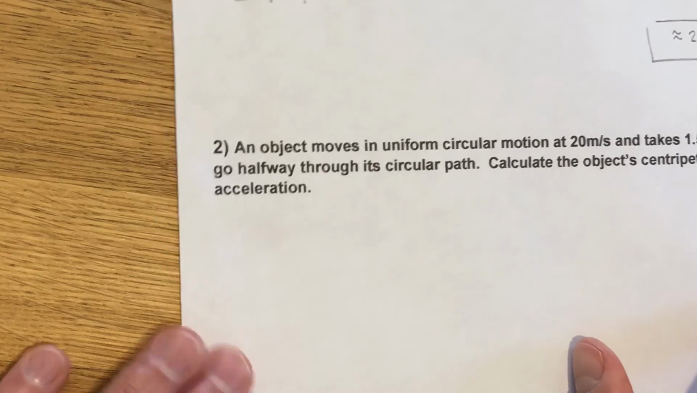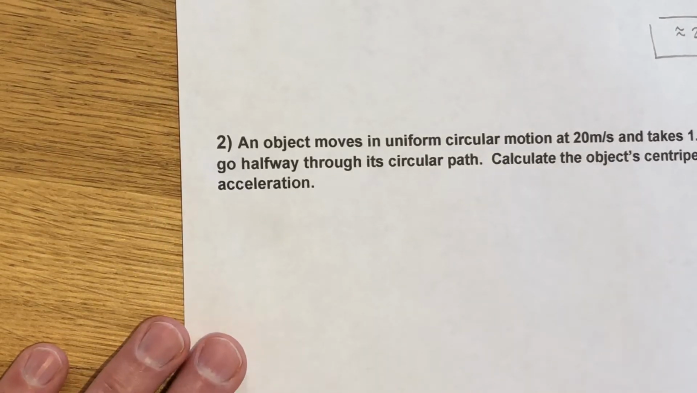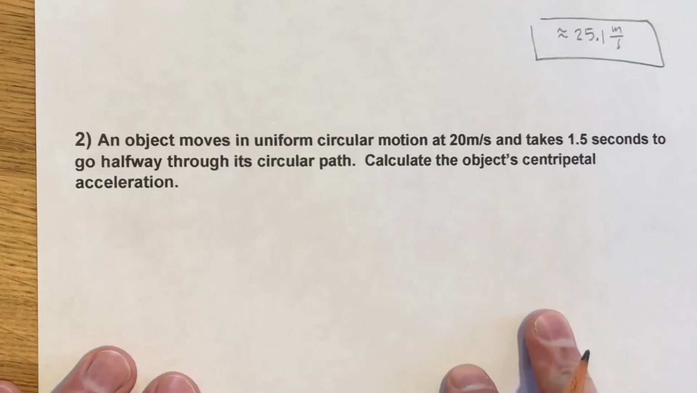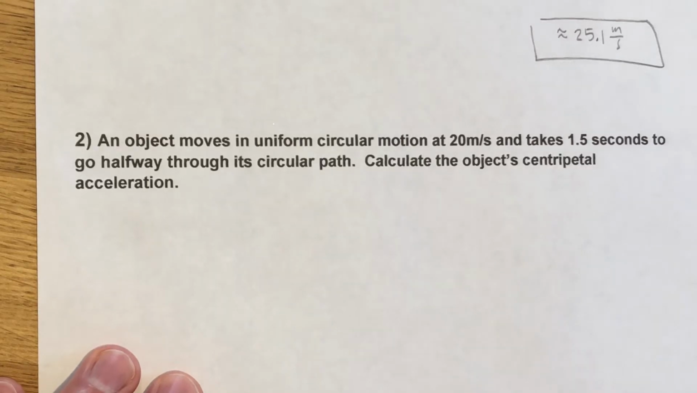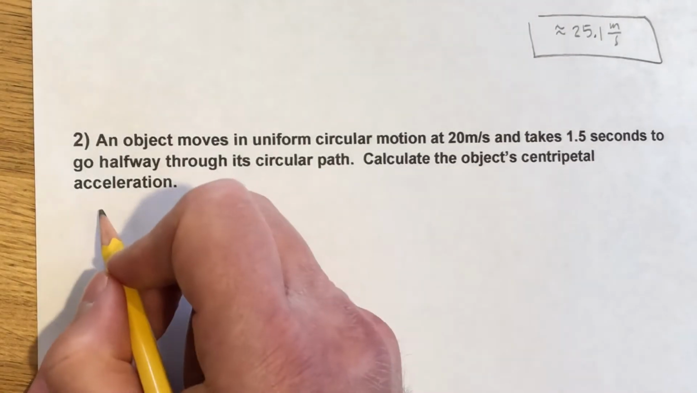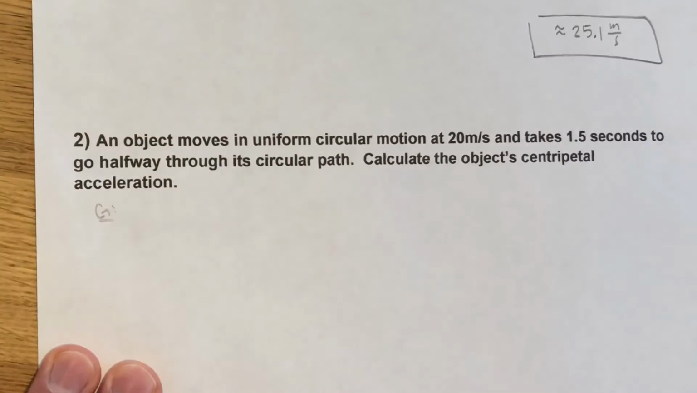Okay, we'll build off of this and go a little bit further here. Another scenario. An object moves in a uniform circular motion at 20 meters per second and takes 1.5 seconds to go halfway through its circular path. Calculate the object's centripetal acceleration. All right, so again, apply our problem-solving technique. Let's identify what we're given and what we're trying to find.